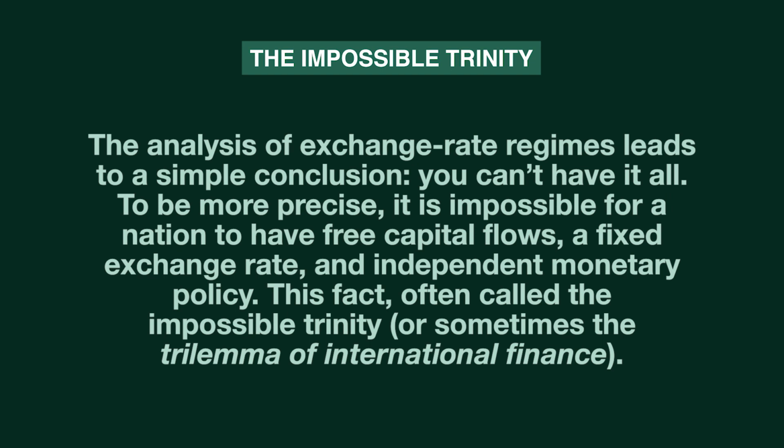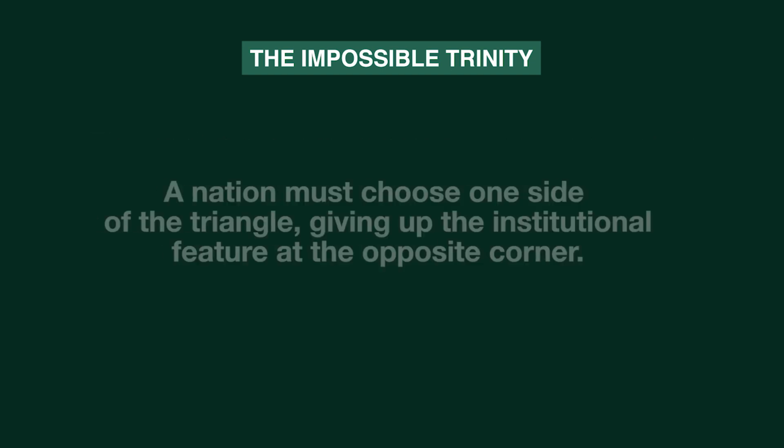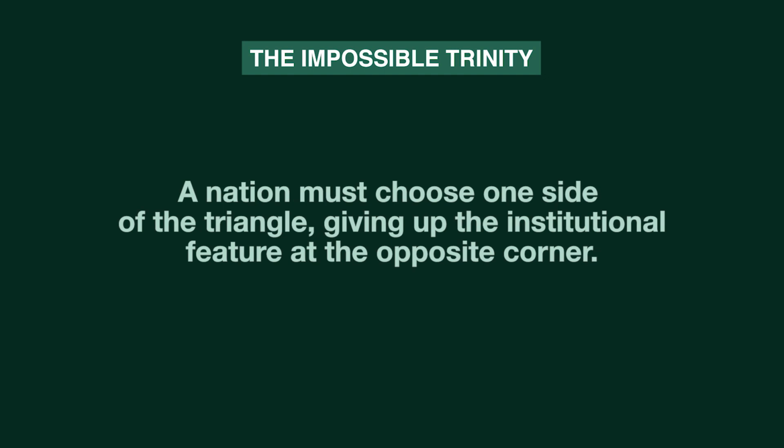That economy cannot at the same time have free capital flows, a fixed exchange rate, as well as an independent monetary policy for the economy. And this is called the impossible trinity or the trilemma of international finance, as we call. Now, a nation must choose any two of these policies and has to give up the third one. We can see this with an example.